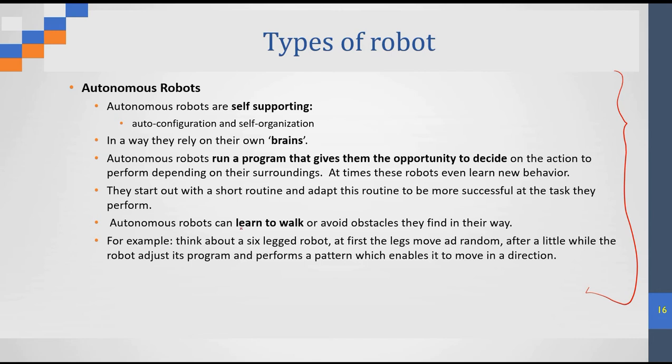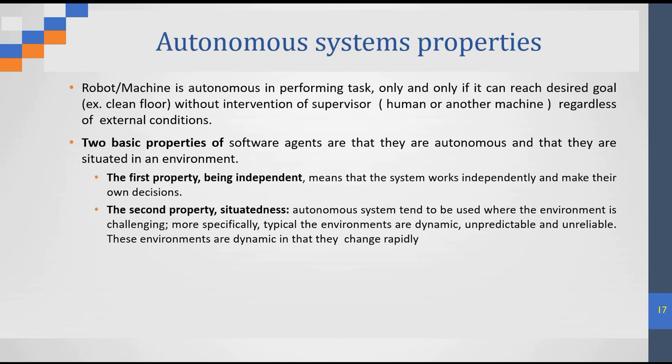Autonomous robots can learn to work or avoid the obstacle. Okay, similar to the vacuum. So avoid the obstacle. Maybe not only vacuum, but other kinds of robots. They can also walk and avoid the obstacle. For example, a six legs robot. We have it, I think, in the next slides.